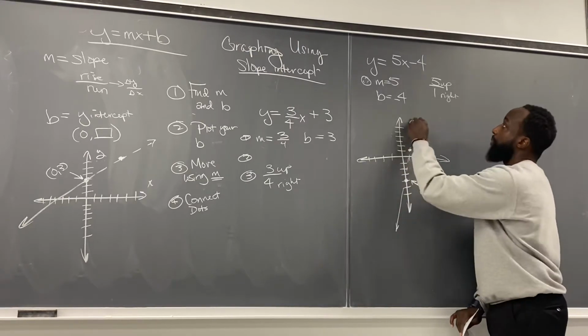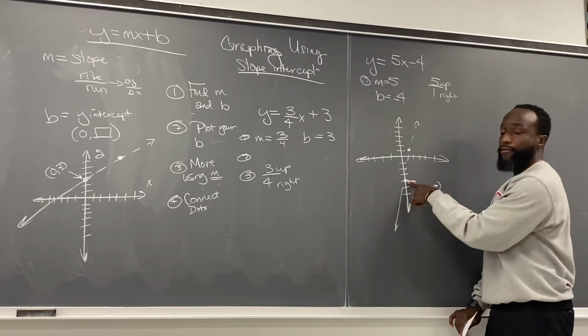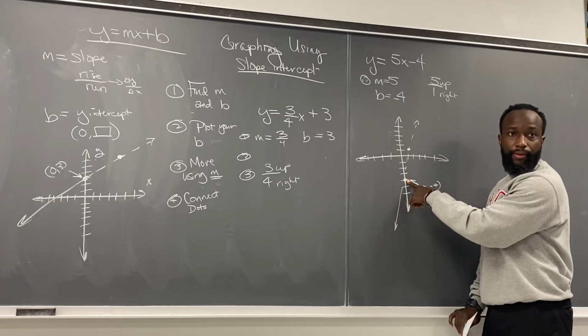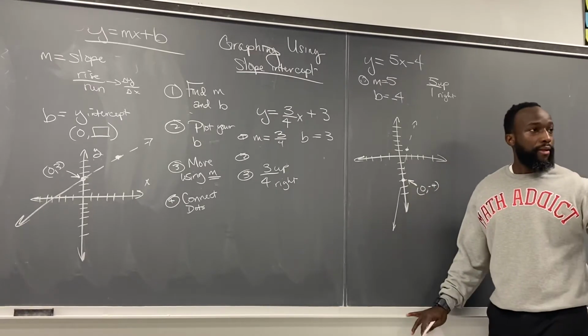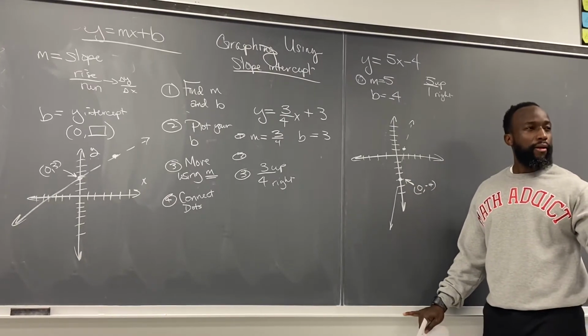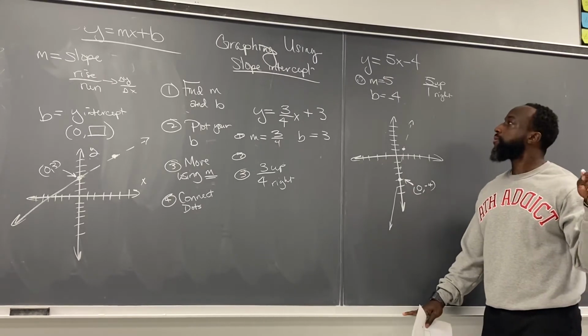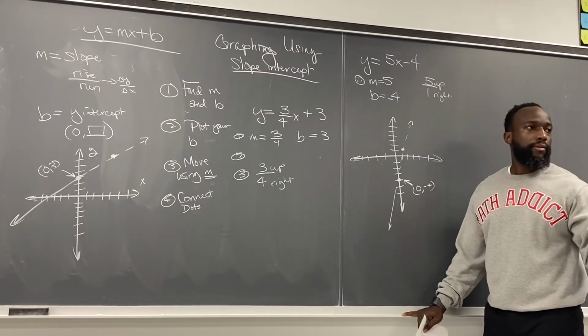Why do you go to the right? Because you start from that point, right? You start from the y-intercept. Why? You said b equals -4, so why are you doing 1 right instead of -4? Because it's the one that follows.